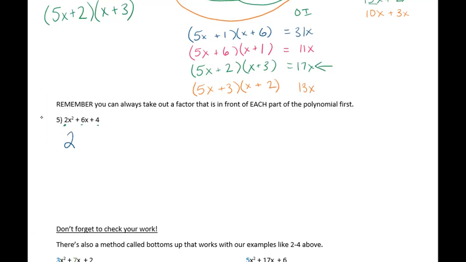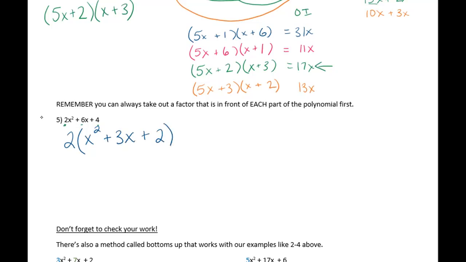So if I take a 2 out of all of these, what am I left with? If I take a 2 out of 2x squared, I'm left with x squared. If I take a 2 out of 6x, I'm left with 3x. If I take a 2 out of 4, I'm left with 2.